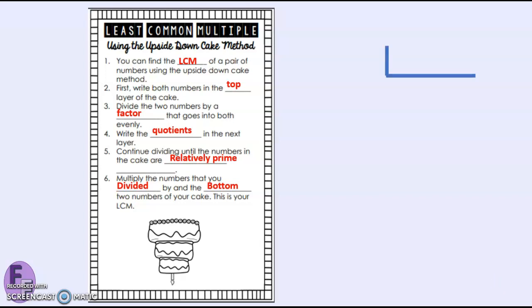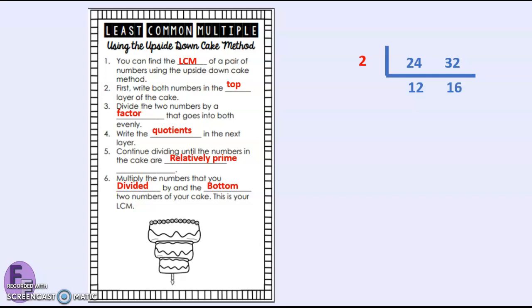So here is an example. We're going to find the LCM of 24 and 32. Since both numbers are even, the first factor I should be using is 2. I'm going to continue dividing by 2 until 2 no longer works. So 24 divided by 2 is 12. 32 divided by 2 is 16.